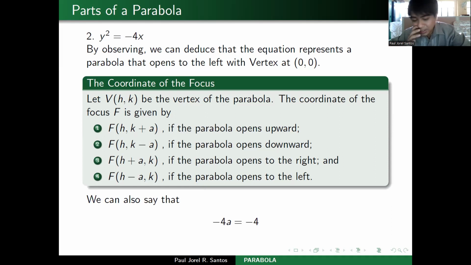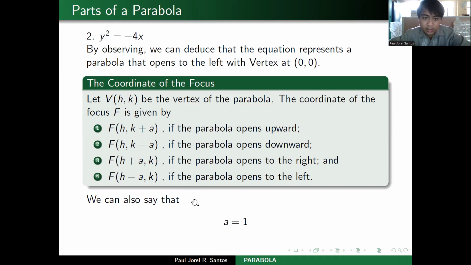In our discussion, as I have said before, we do not want a negative value for a. Though in some books it is allowed for a to have negative values, and in some books they are using another variable such as p or c. But in our discussion, we just use a. And since a is a distance, we do not want a negative value for this. So a here is equal to 1.